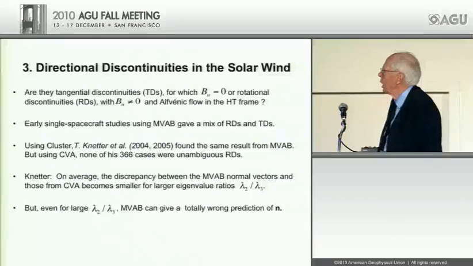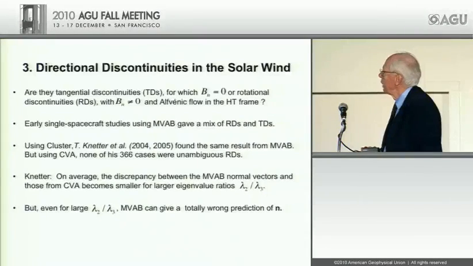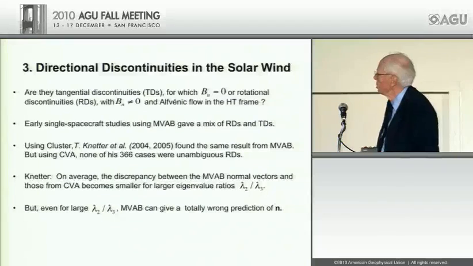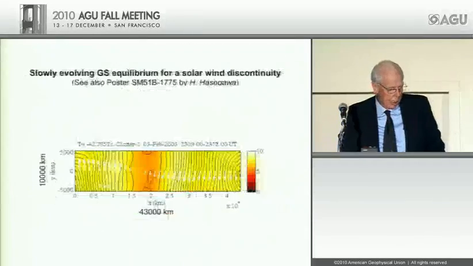But he also found that on the average, the agreement with MVAB normal vectors and CVA ones becomes better the larger the eigenvalue ratio. So this confirms that this is a useful parameter. But even for very large values, you can get totally the wrong prediction. And I want to demonstrate that to you.